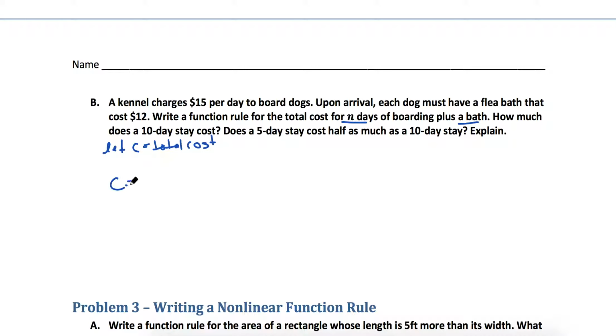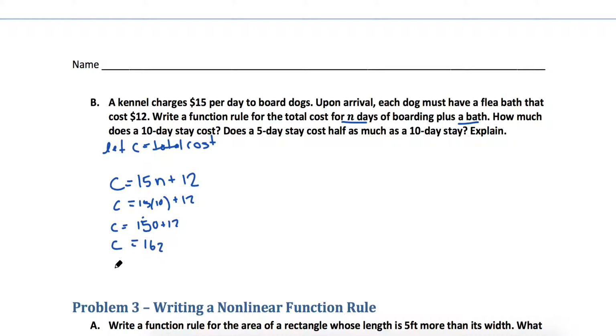So C is going to be equal to how much per day? 15 per day plus our bath, which is one time, $12. So we want to figure out for 10 days. So 15 times 10 plus 12, that's 150 plus 12. So we could say that C is equal to 162.